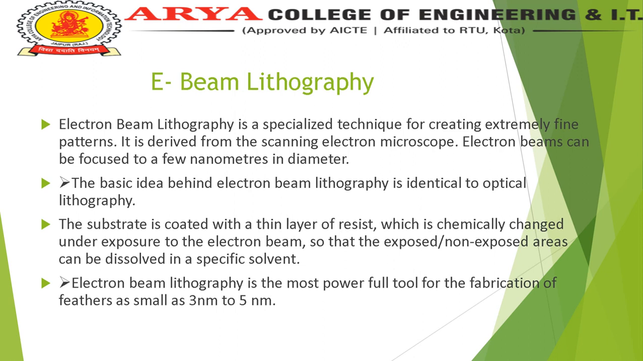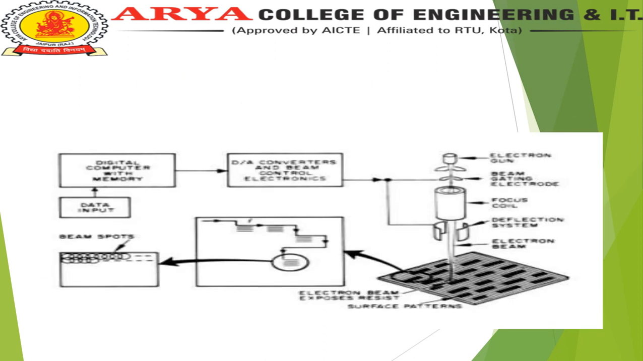Electron beam lithography is the most powerful tool for the fabrication of features as small as 3 nanometers to 5 nanometers. So this is a major point where we can use electron beam lithography, when the size we require is 3 nanometers to 5 nanometers. Electron beam lithography is the most powerful tool for the fabrication process.